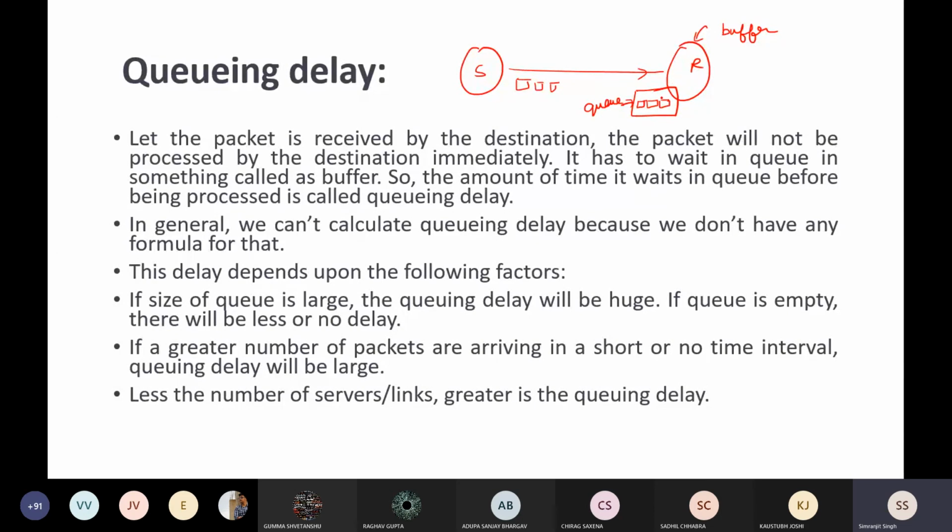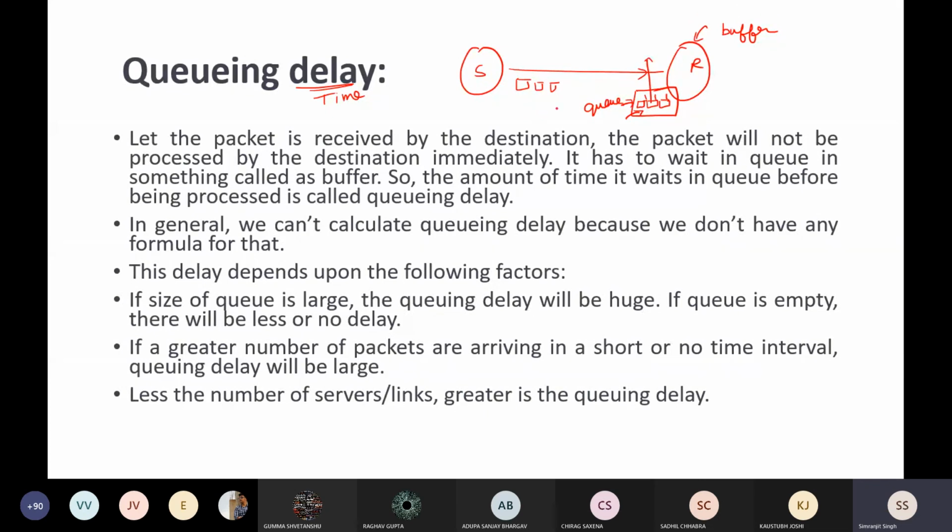When the receiver is processing, it will go through the packets one by one. It will process this packet, then it will process this packet. The amount of time for which any packet sits in the buffer and waits before being processed is called queuing delay. So queuing delay always means time here. Every packet, the amount of time it will wait for its turn is the queuing delay for this packet.